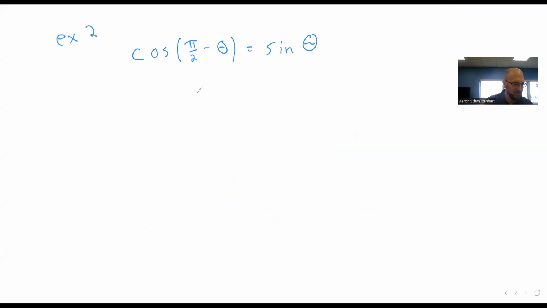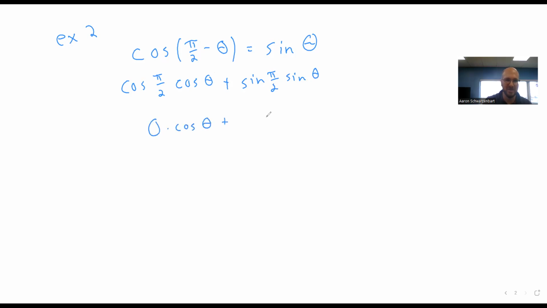So we'll do this one. We're going to use the identity on this. Cosine pi over 2 times cosine theta, minus, this is a minus, so it's plus sine pi over 2 sine theta. Well, the cosine of pi over 2 is 0.